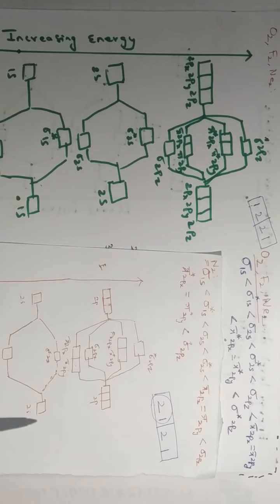Because of this small energy difference between the 2s and 2p atomic orbitals, sigma 2s and sigma 2p are very close together. Therefore, the repulsive force between the electrons present in them raises the energy of sigma 2p above that of the pi 2p molecular orbitals.